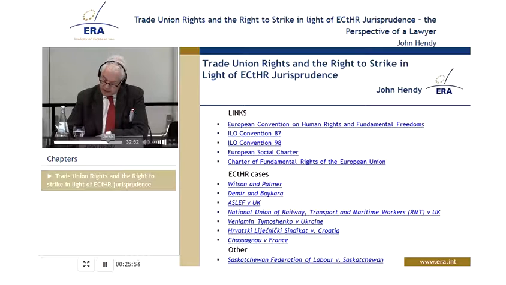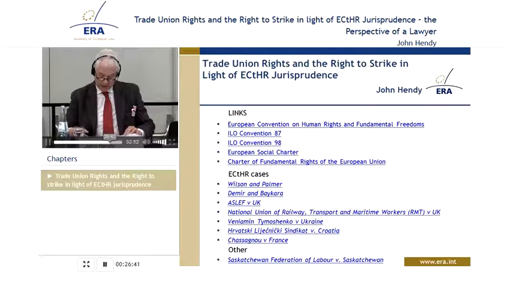In the RMT case, the issue of proportionality was raised by the government as a justification for the ban on secondary action, and the justification was that secondary action could spread far and fast beyond the original dispute, and that, in the minds of the judges of the European Court of Human Rights, justified the imposition of the ban on secondary action. That's even though the secondary action proposed in the actual case would not have spread far and fast.